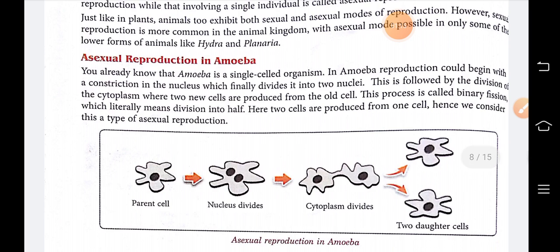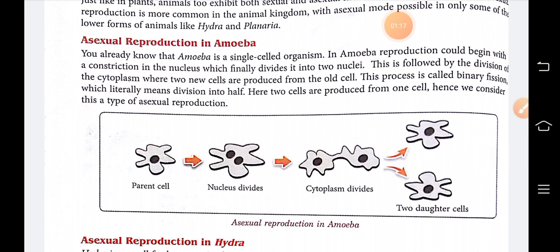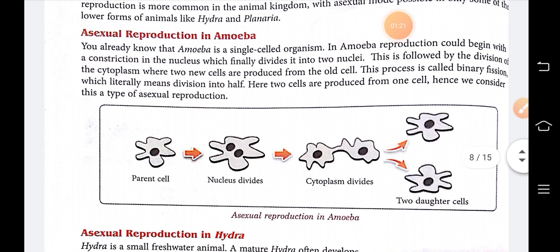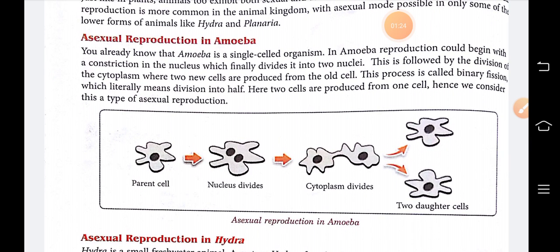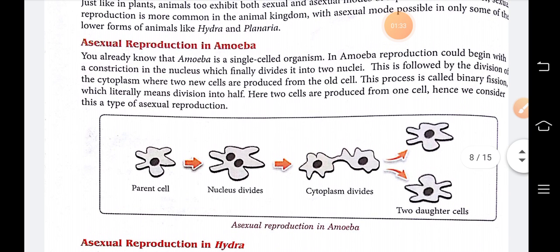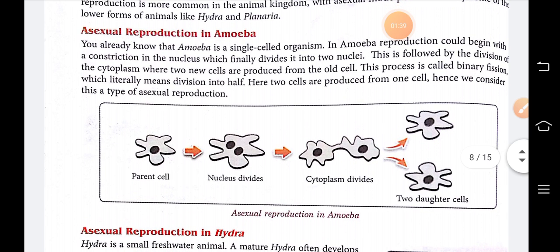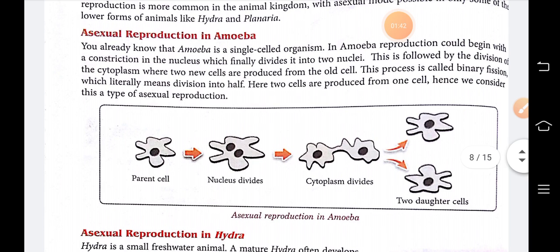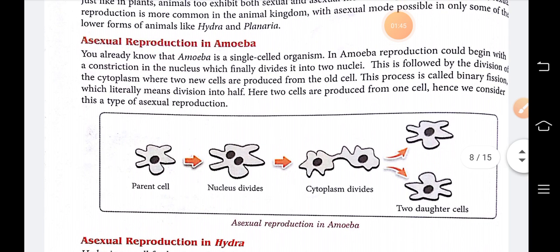So first is asexual reproduction in amoeba. Amoeba is a single-celled organism, that means a unicellular organism having only one cell. In amoeba, reproduction begins with a constriction in the nucleus which finally divides it into two nuclei. The reproduction in amoeba is known as binary fission. Binary means two and fission means to break into two.